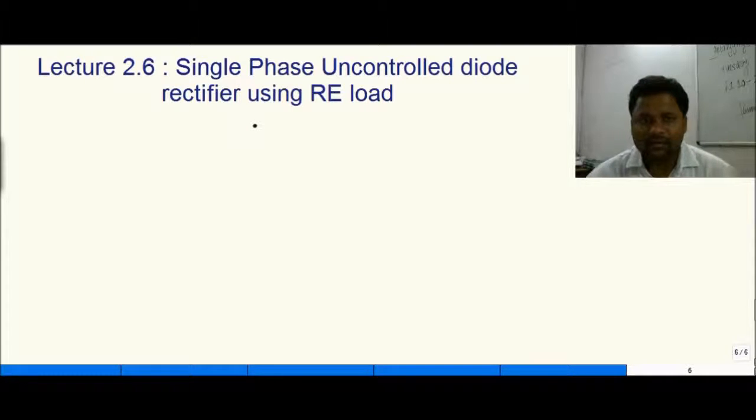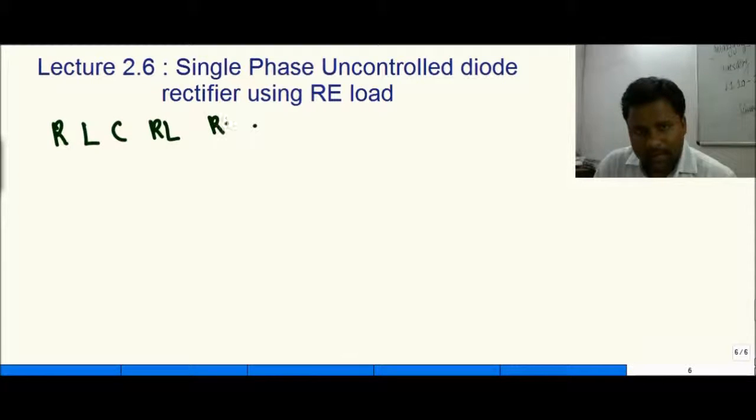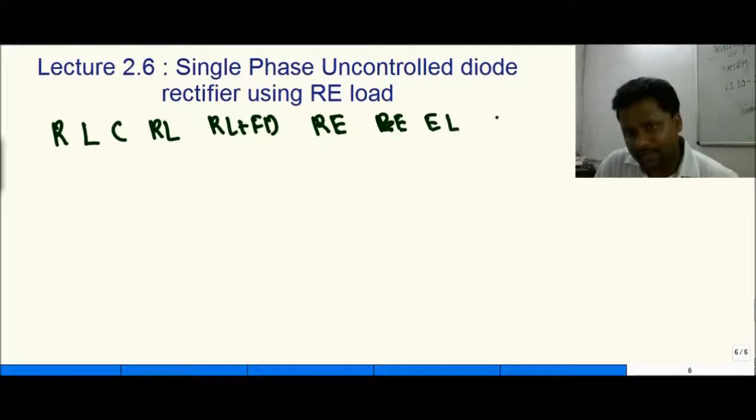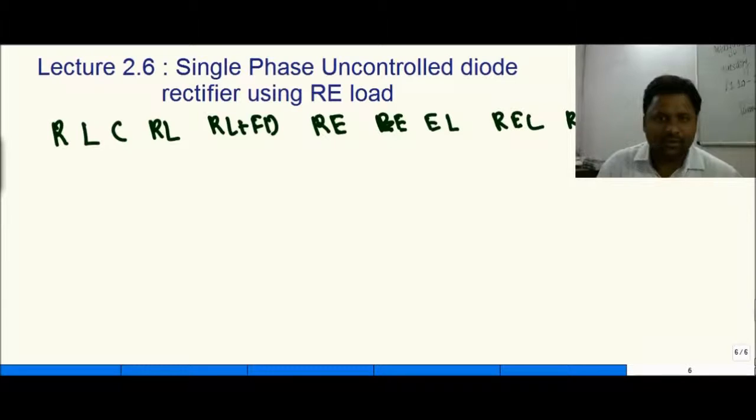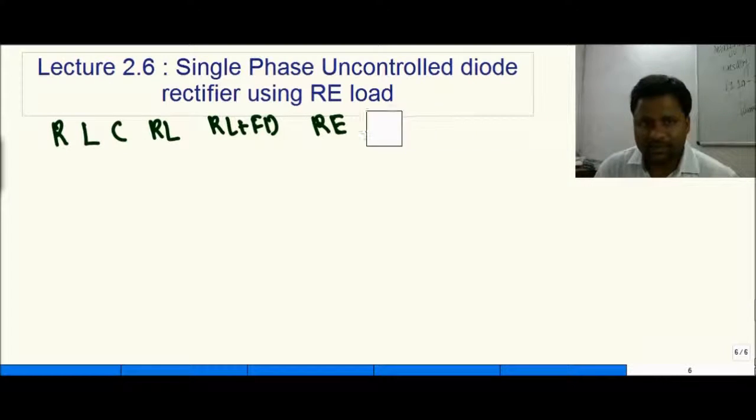Here now we are going to discuss lecture number 2.6, single phase uncontrolled diode rectifier using RE load. We have covered R load, L load, C load, RL, RL plus freewheeling diode. Now we are going towards the RE load. Then we have to learn EL and RLE, then RLE plus freewheeling diode. So let's start our journey.